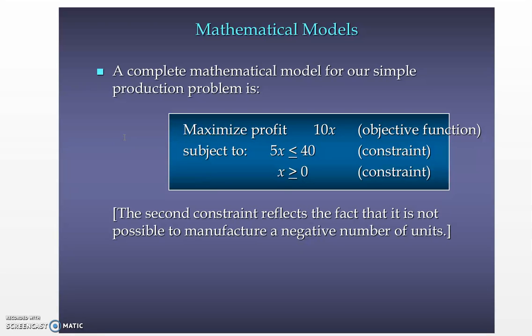That's our first constraint. A constraint that we often also employ is if a given variable cannot be expressed in a negative way. And so in this case, we say x must be greater than or equal to 0. We can produce 0, but we can't produce a negative number of units.